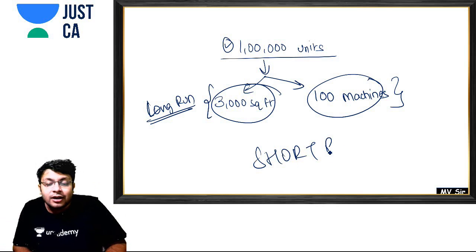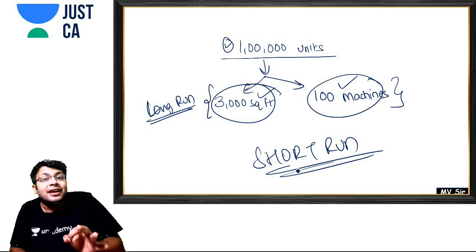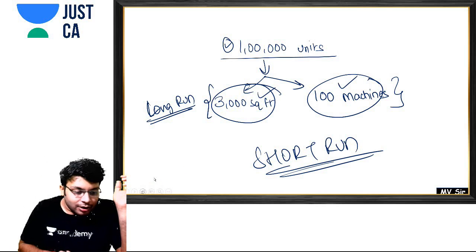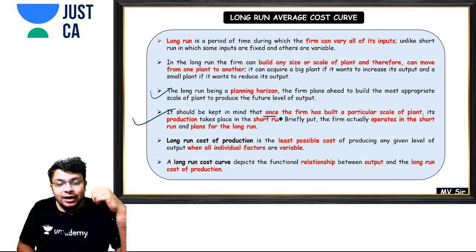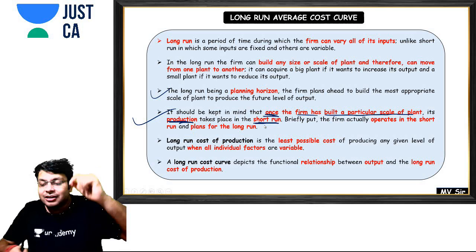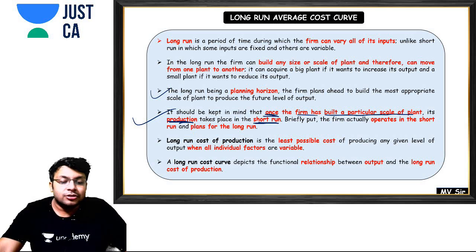Because in the short run, you cannot vary all the factors of production. You can only vary your variable factors. Are you getting my point or not? Yes. So keep in mind that once the firm has built a particular scale of plant, the production takes place in the short run. Are you getting my point? The production takes place in the short run. Yes, this is very important.